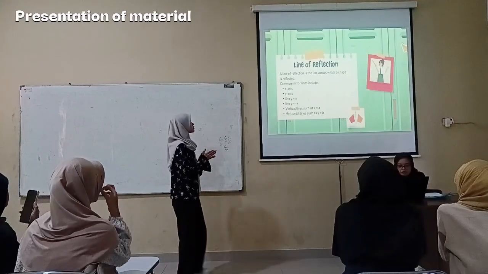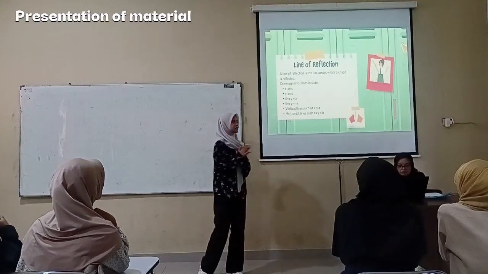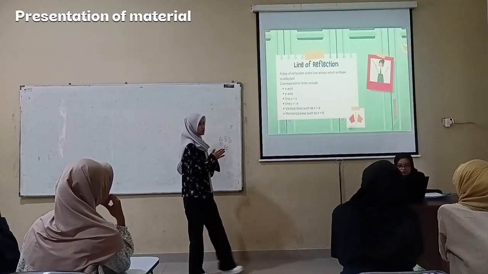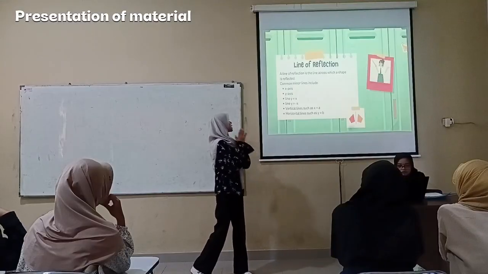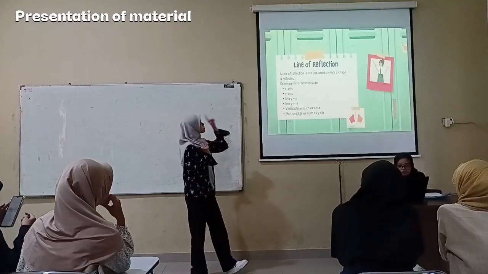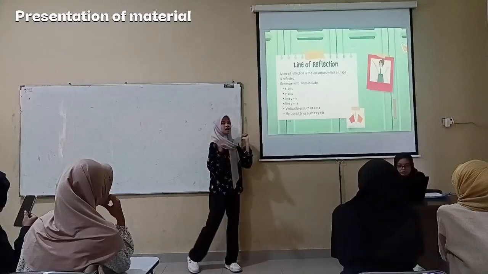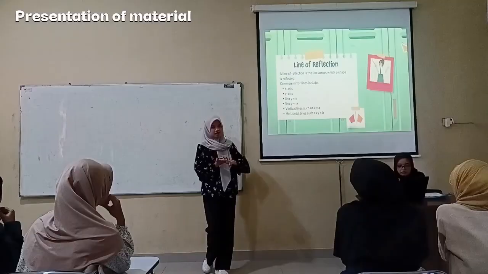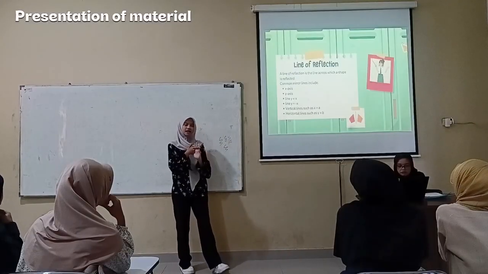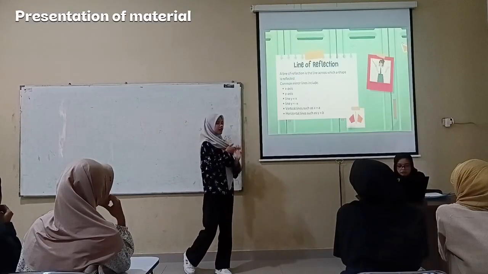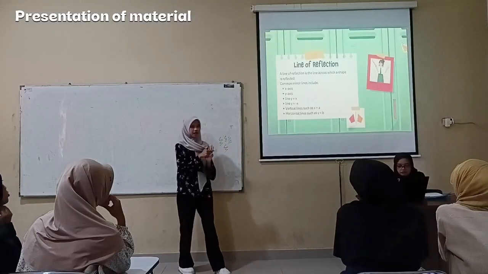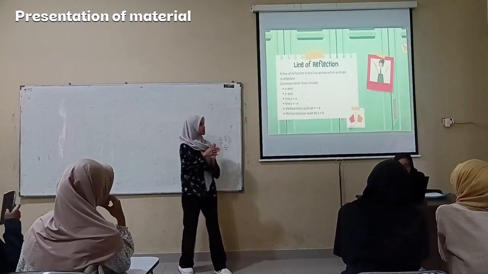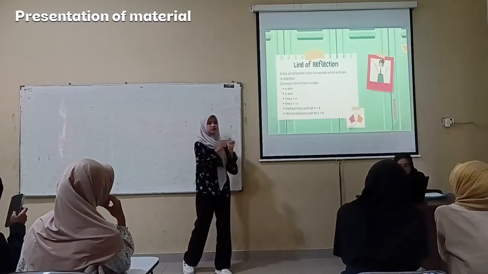Let's move on to the line of reflection. A line of reflection is the line across which a shape is reflected. Common mirror lines include the x-axis, the y-axis, the line y equals x, the line y equals negative x, a vertical line such as x equals a, and a horizontal line such as y equals b.